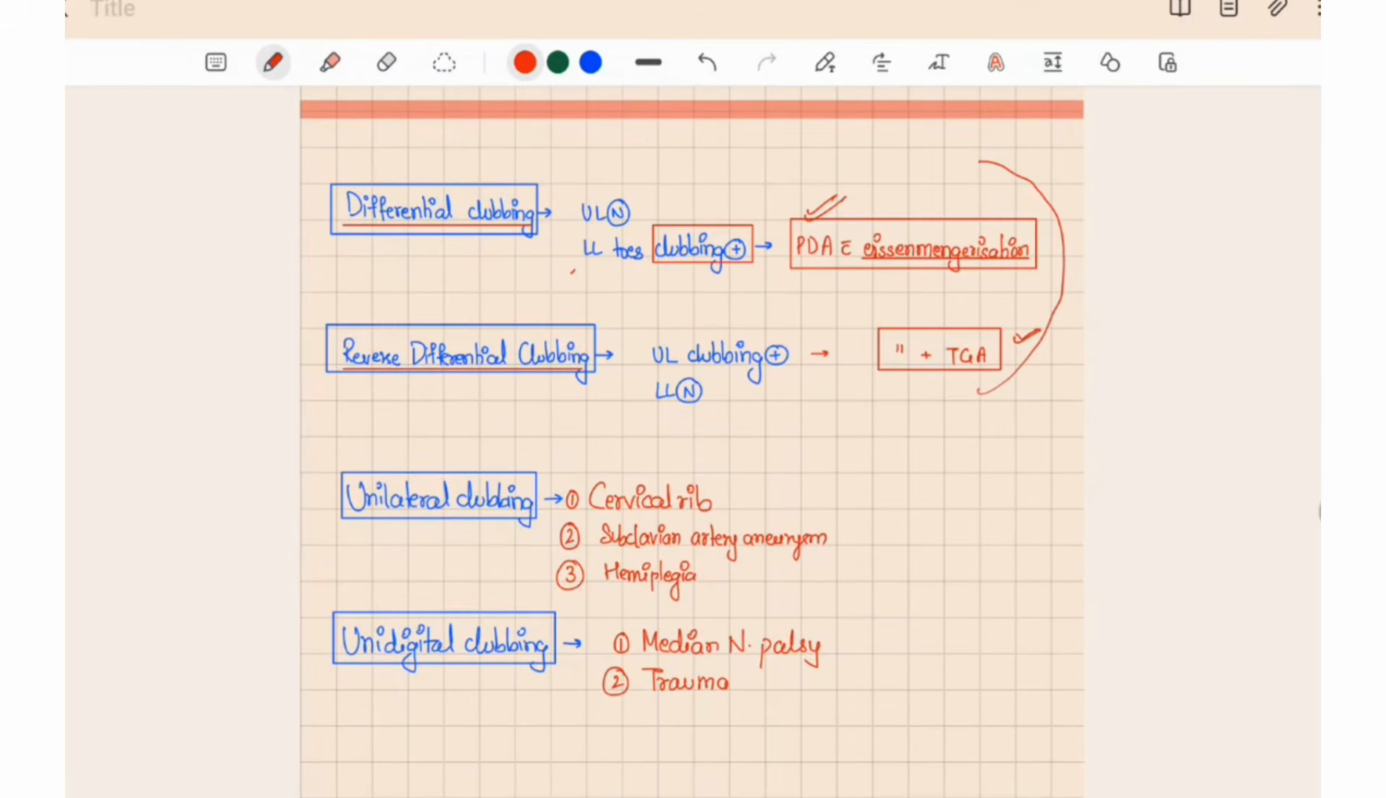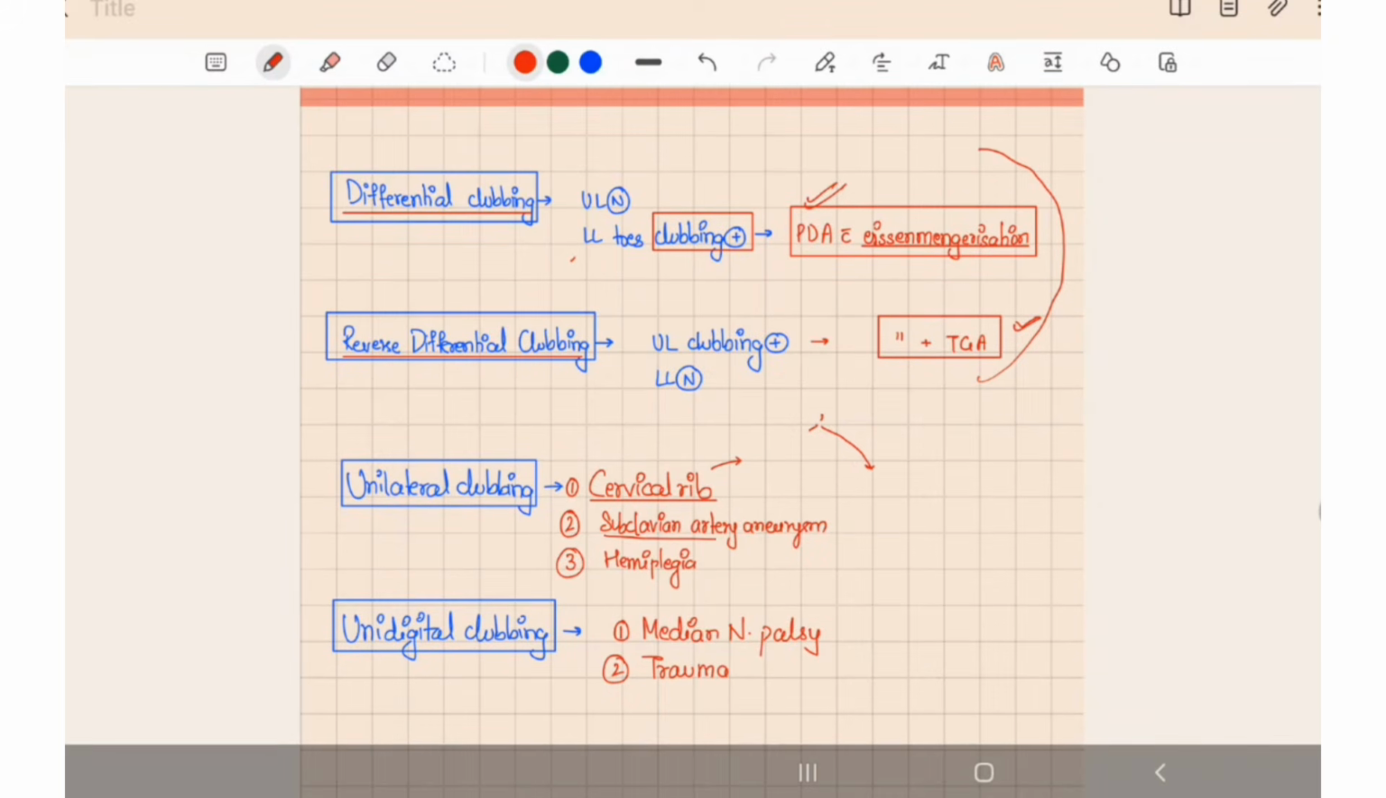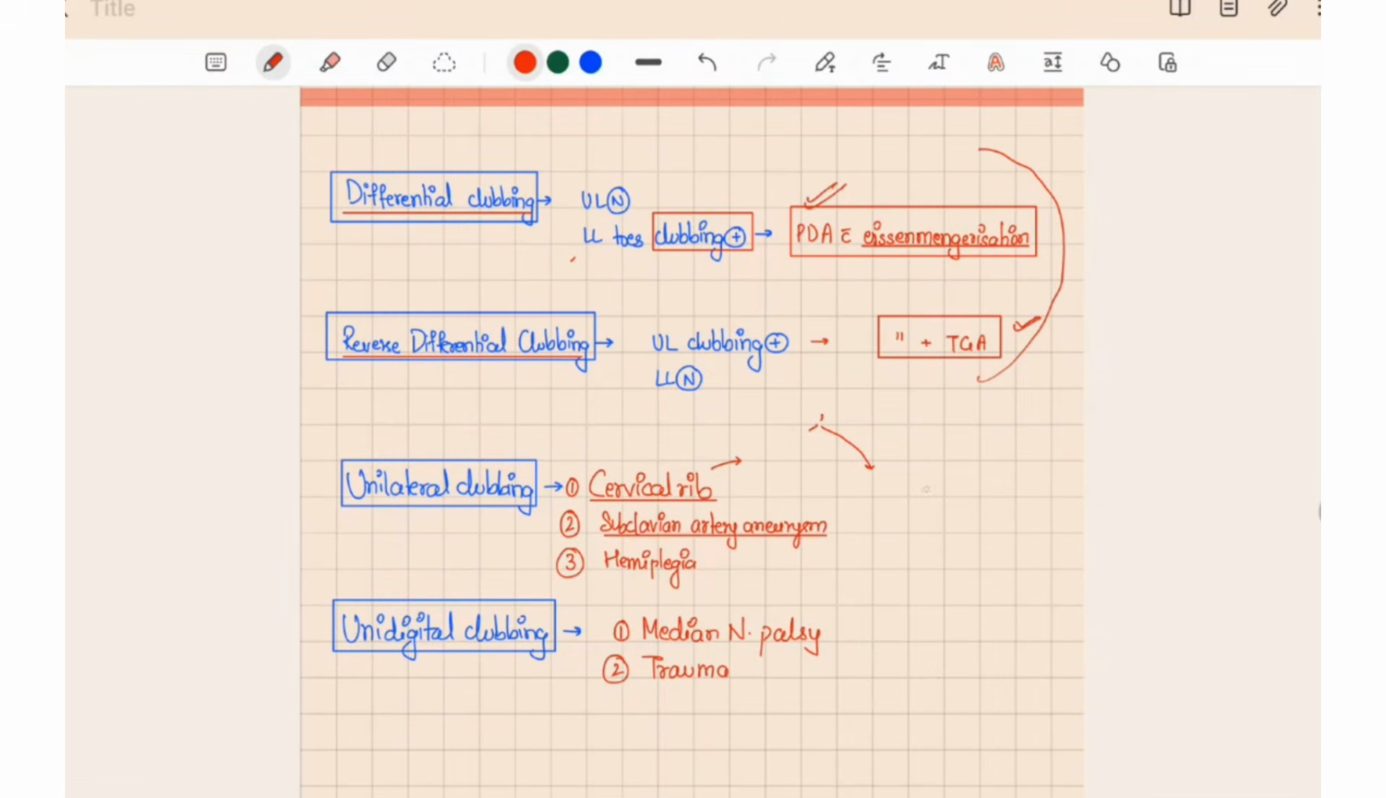Now there can be some causes in which there can be unilateral clubbing present. Like in case of subclavian cervical rib, there will be compression of the artery on the one side, leading to hypoxia of one of the limb only, and then leading to clubbing of the one limb only. Similarly, in case of subclavian artery aneurysm, there will be aneurysm present on the one side only. Thus, the emboli from that aneurysm will be going to the one limb only, leading to the unilateral clubbing.